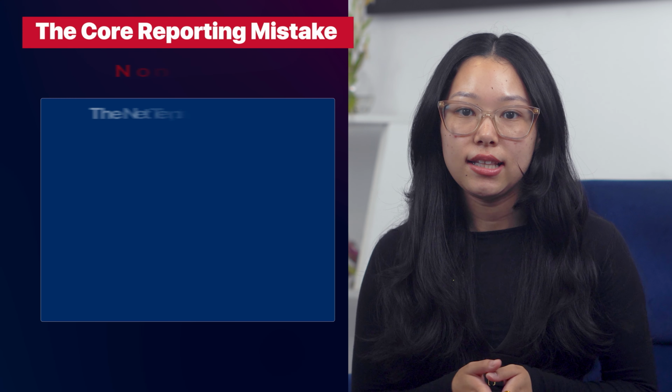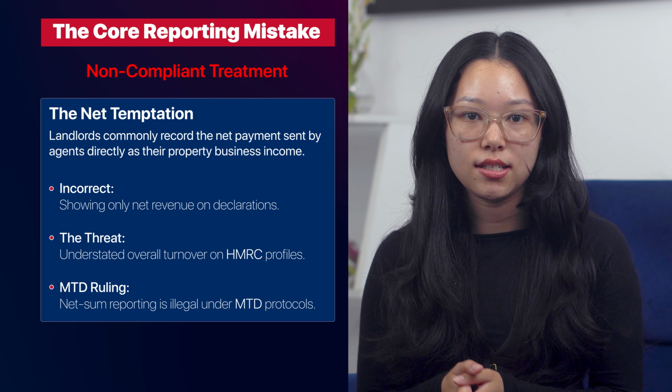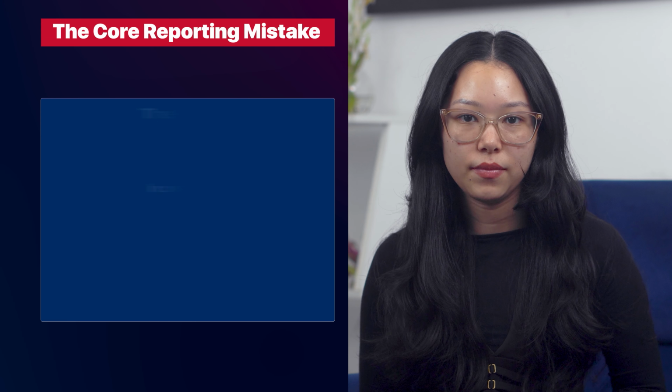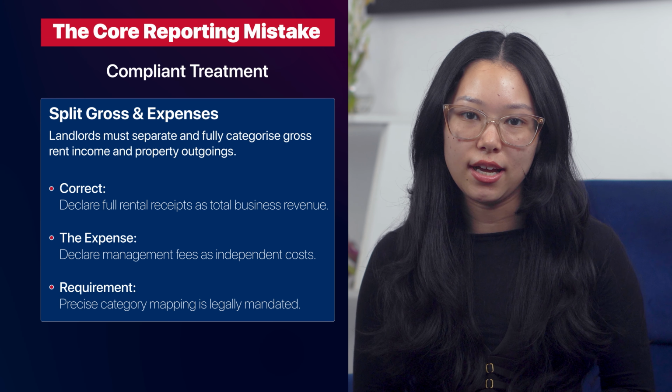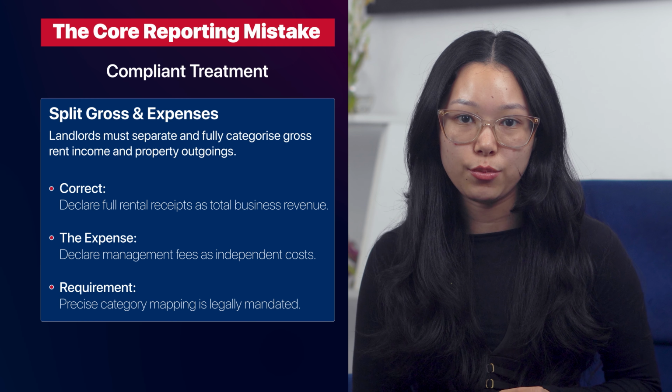Here's the core mistake. Your agent collects the rent, takes their fees, pays for the odd repair, and sends you what's left. The temptation is to record the net figure as your income, and for years, under self-assessment, that was tolerated because the profit came out the same. Under MTD, it's non-compliant. You must report the gross rent as income and the management fees as a separate expense.